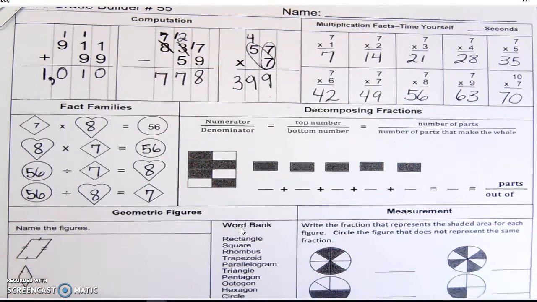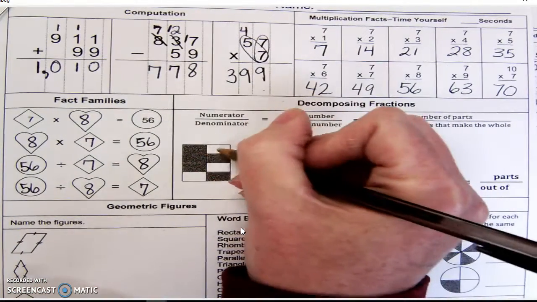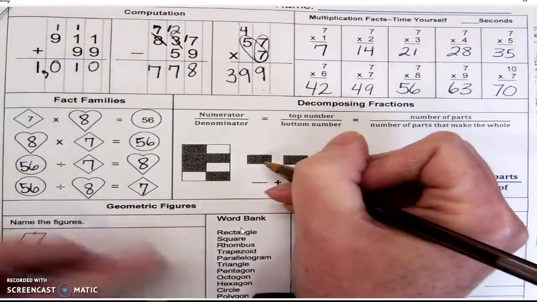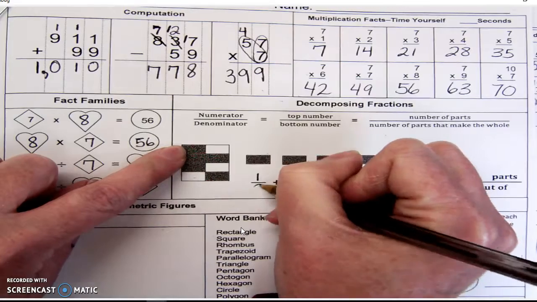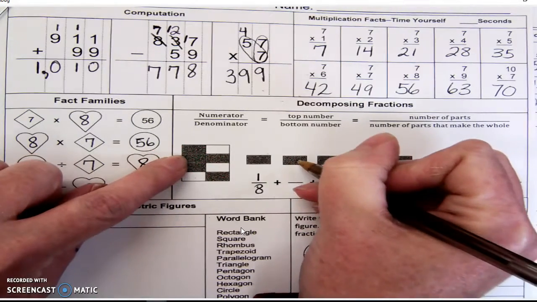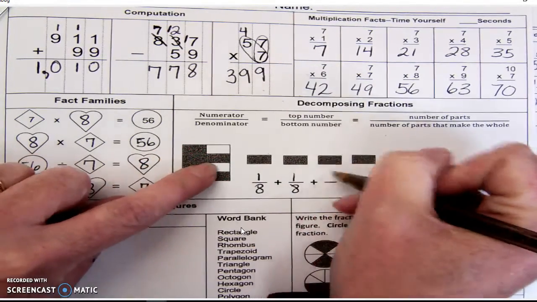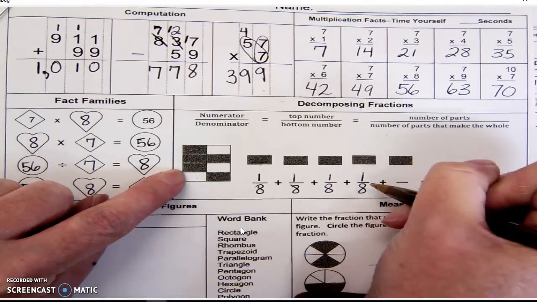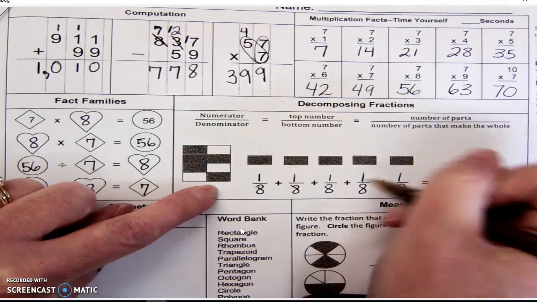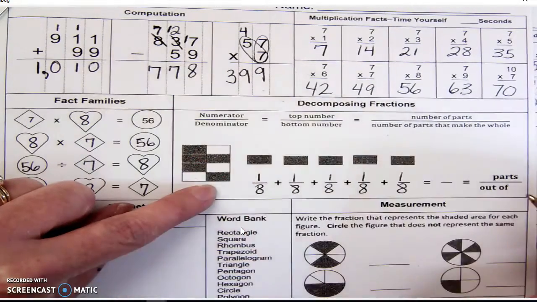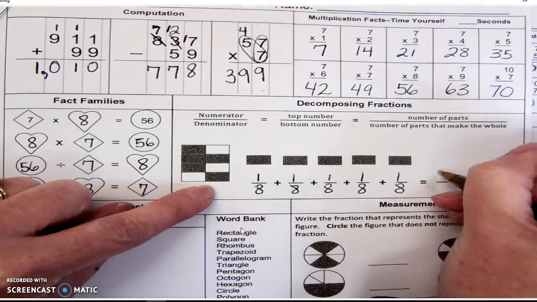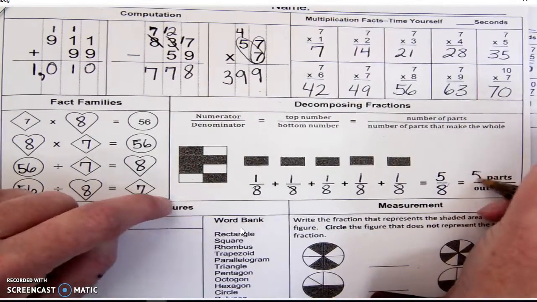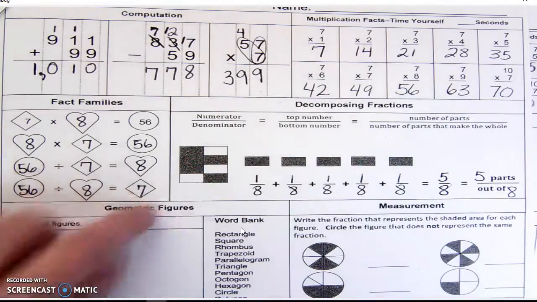In the decomposing fractions section, there are 1, 2, 3, 4, 5, 6, 7, 8 parts here. So this is 1/8 of my picture, and here is another 1/8, and another 1/8, and another 1/8, plus another 1/8. And if I add up all those 1/8s, there are 5 of them. That adds up to 5/8. 5 parts out of 8 are shaded.